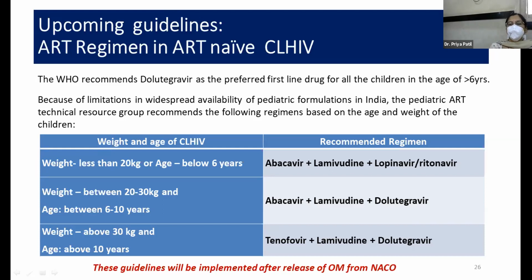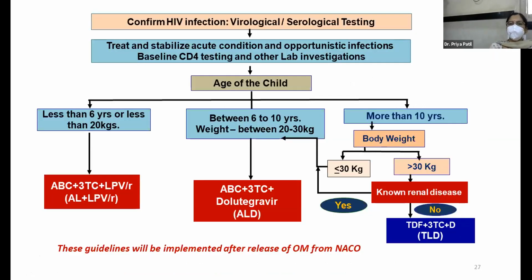So this is the same thing in a tabular flowchart form. So in a child with HIV, confirm HIV infection with virological or serological testing, then treat and stabilize the acute condition, and opportunistic infection must be treated first, then baseline CD4 and other lab investigation, and then depending on the age of the child, if the child is less than 6 years or less than 20 kg, it is abacavir, lamivudine and lopinavir ritonavir, it is AL plus LPV/r.